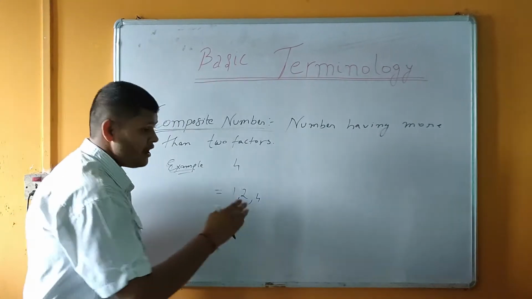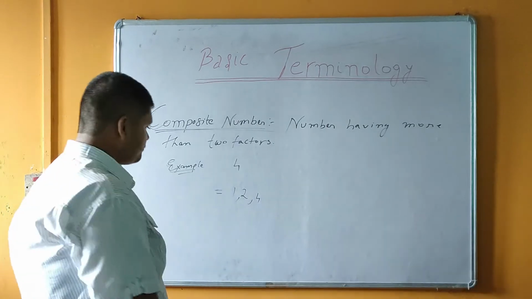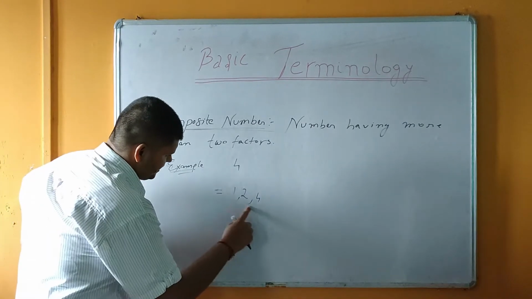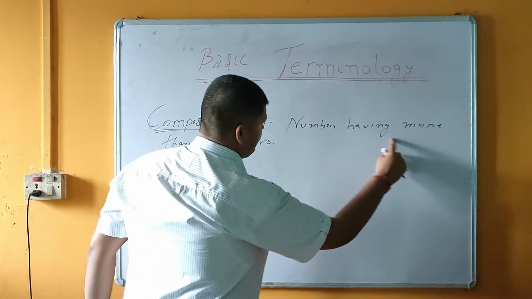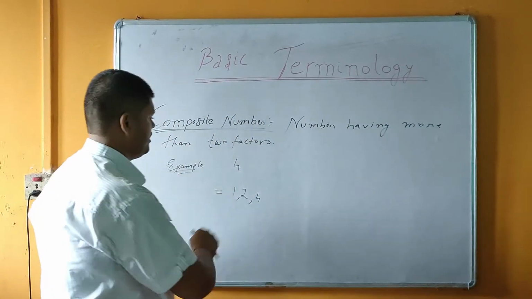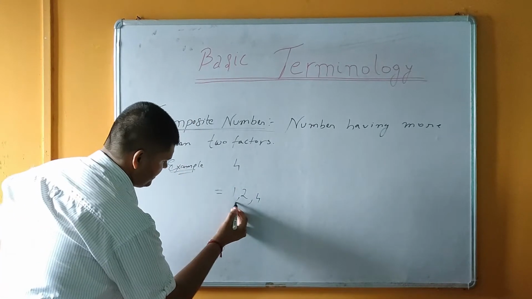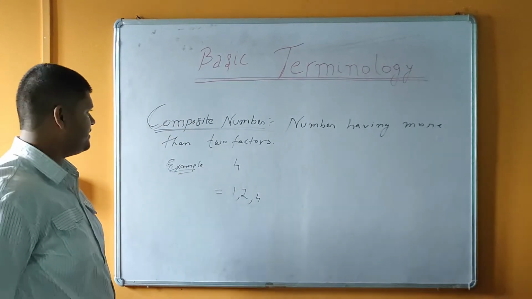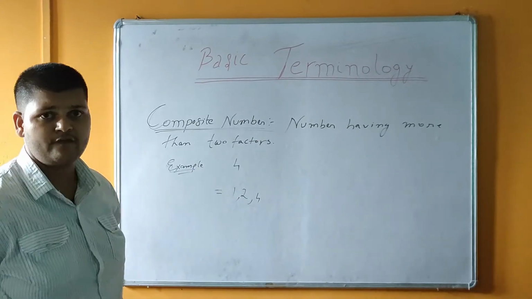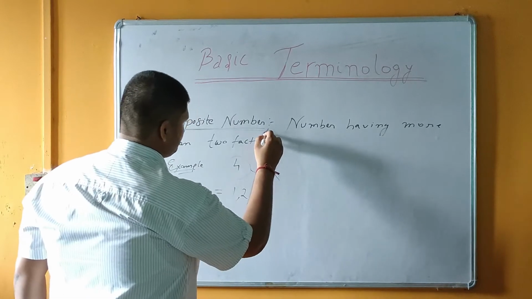There are no other factors which will divide this 4. So here you see, in the statement we have written: a number having more than 2 factors. This is the number and it is having more than 2 factors. Here it is 3 factors. That means the condition is fulfilled. That's why this 4 is considered a composite number.